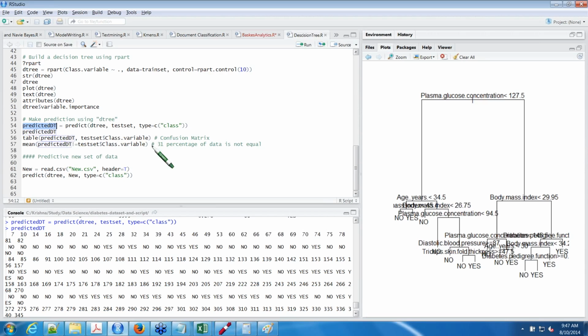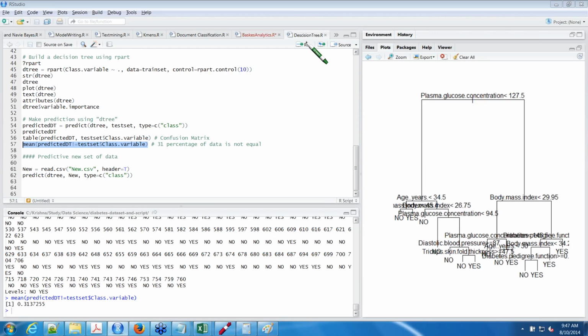So now I want to find out what is the accuracy of the model. If I take the difference between the predicted and actual, it is giving 31% as the error, which means around 69%, 100 minus 31%, is the accuracy of the model. You got it? So the predicted result set is not equal to the actual result set in 31% of cases. Clear? So the accuracy of the model is 69%.